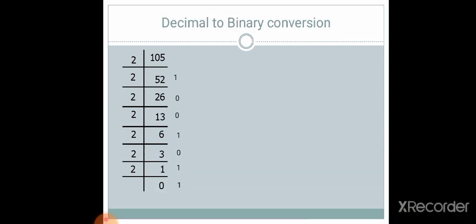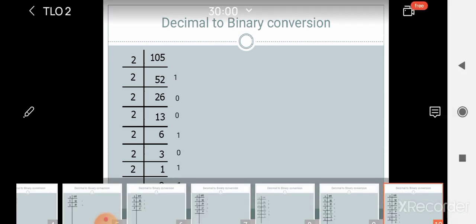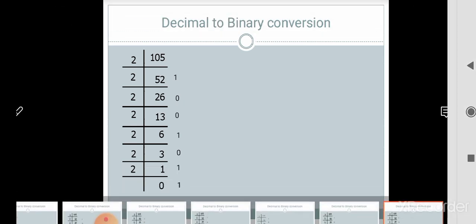So this is your decimal to binary conversion. You can see.